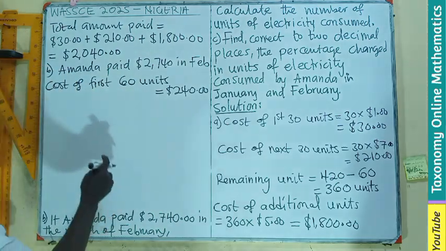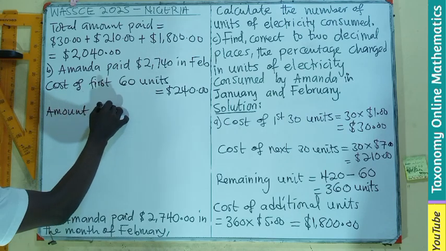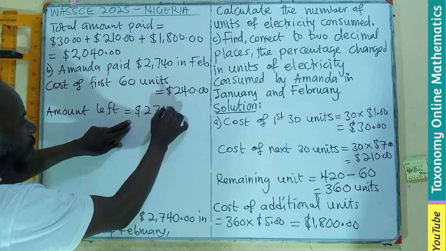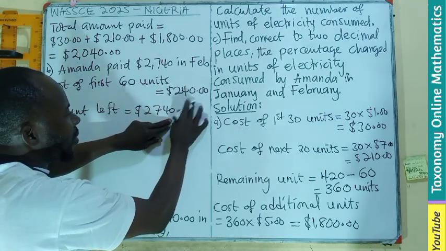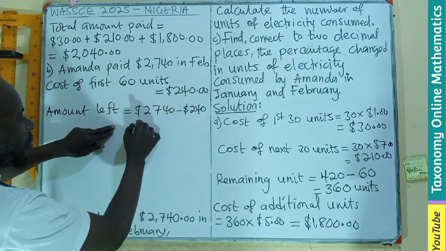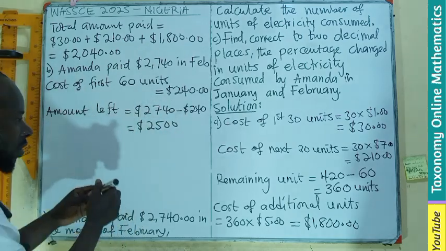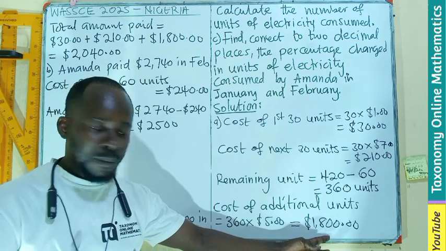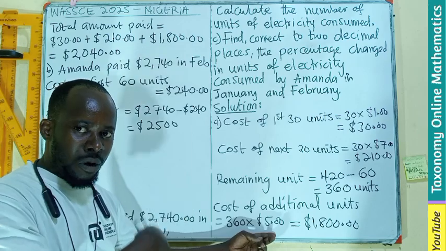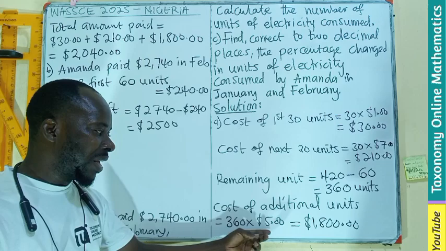So first, let's look at the amount remaining. It's going to be 2,740 minus 240. Let's see, this is going to be 2,500. So this is what is being gotten from here. There is a particular number of units we are looking for, multiplied by 5 as the cost per unit, which equals this amount. So in order to find this, I divide by 5.